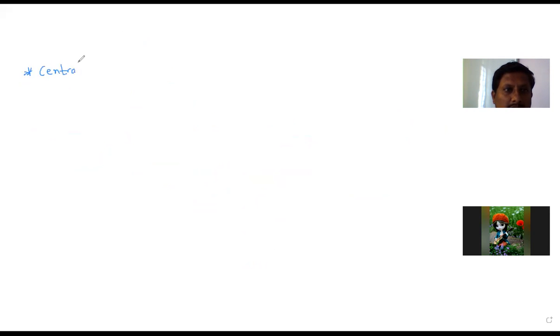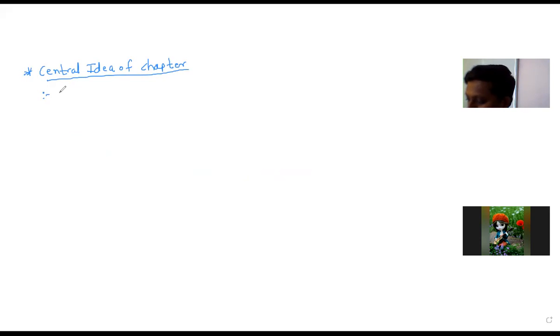Central idea of the chapter. So central idea means what? What we are going to learn in this chapter, what are the important points, and what we can get from that. Okay, so that will be the central idea. So the first point, this unit or this chapter deals with resonance.